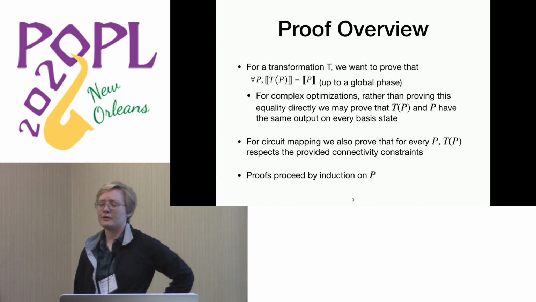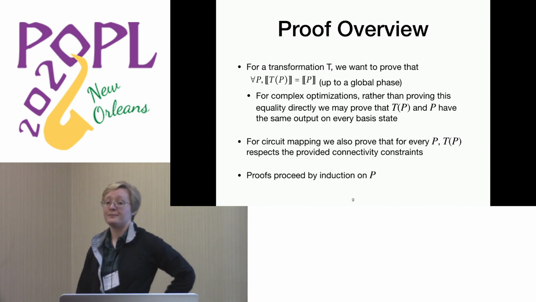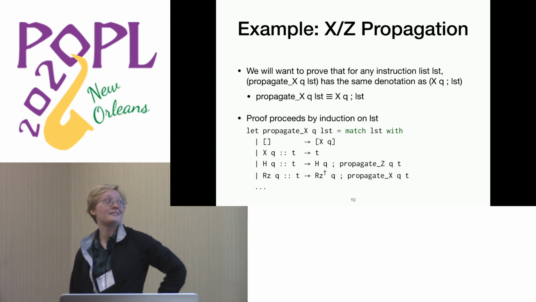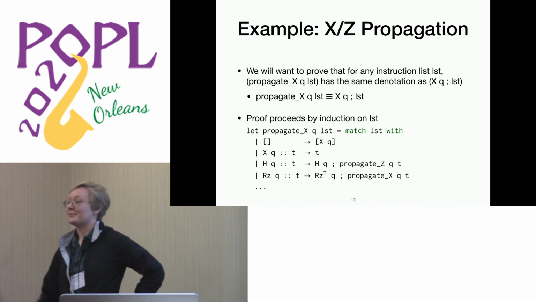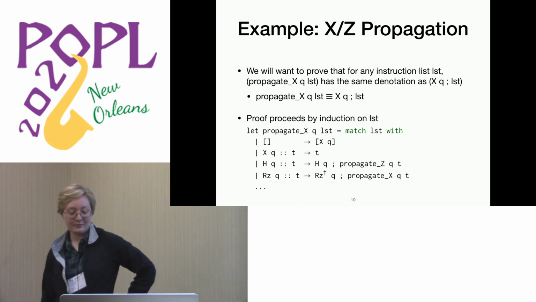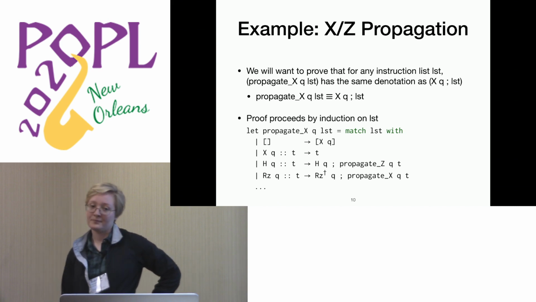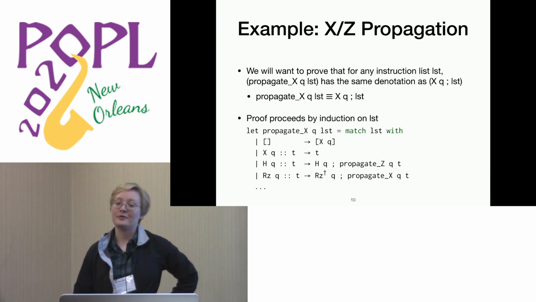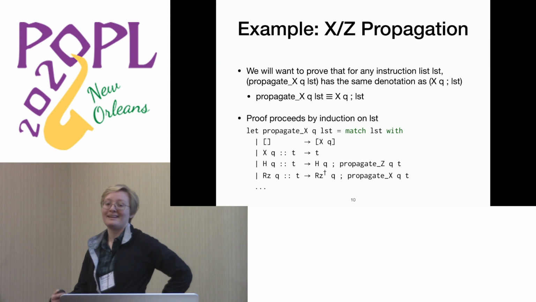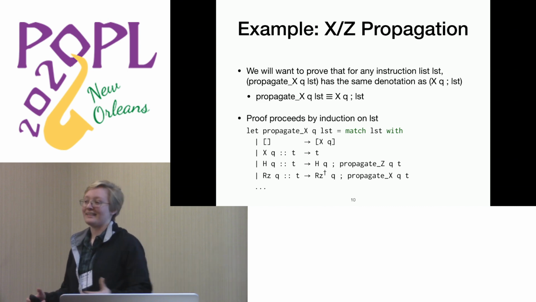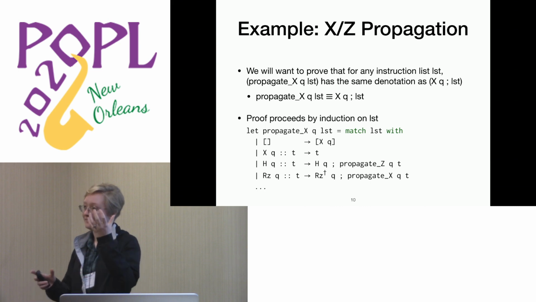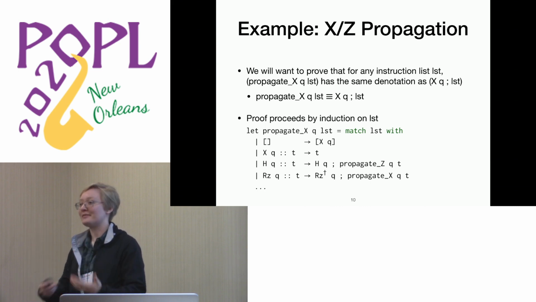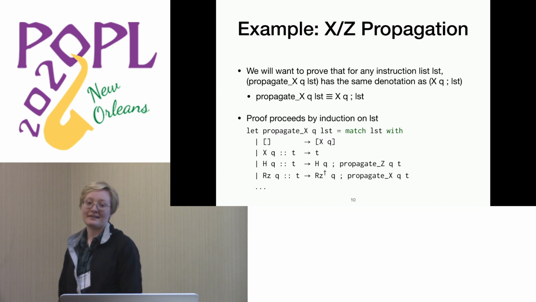And proofs are fairly straightforward by induction on the program P. So here's again a high-level example of what this looks like in our code. For the propagate Z function we had before, we want to prove the property that the output of propagate X is the same as X concatenated with LSD. The reason is that I start with my program that is X and LSD, and I want to do something to that produces an equivalent program, but hopefully it cancels that X gate.